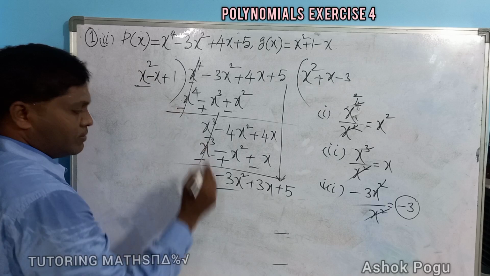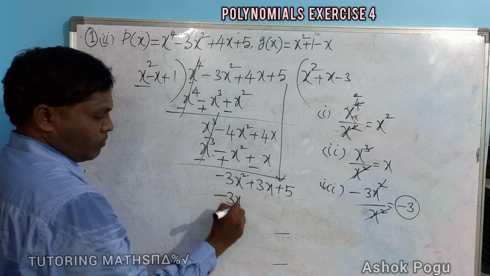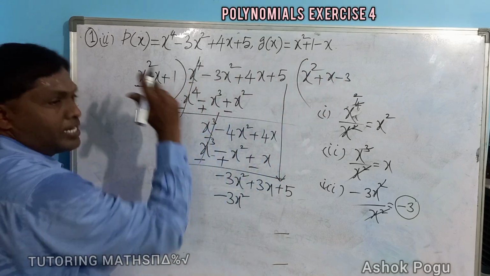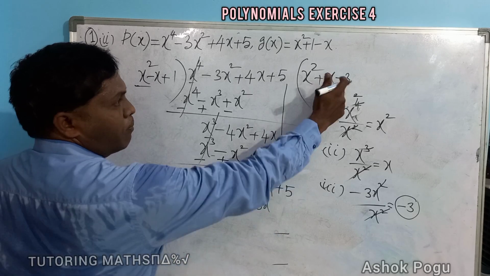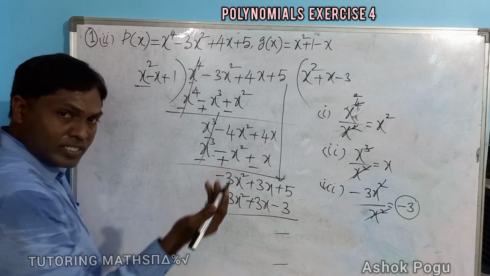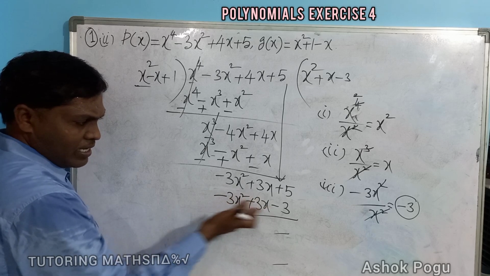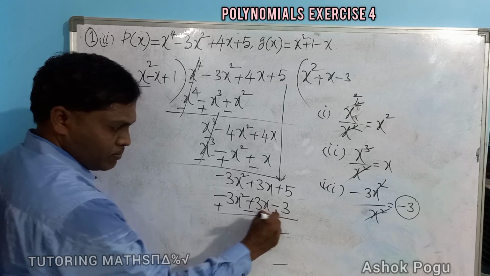Now this minus 3 should be multiplied by the whole polynomial. Minus into plus, minus, isn't it? 3 into x square, 3x square. Minus into minus, plus, 3 ones are 3x. Minus into plus, minus, 3 ones are 3. And you know that, just change the symbols of the second expression. Minus becomes plus, plus becomes minus, minus becomes plus.